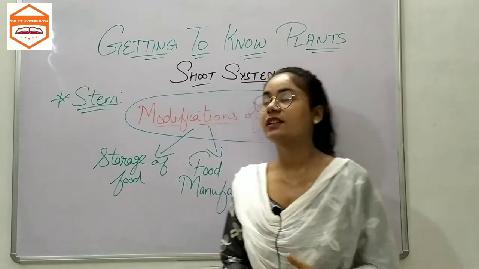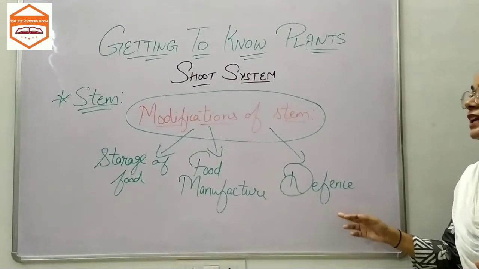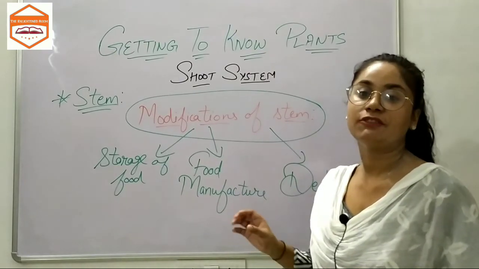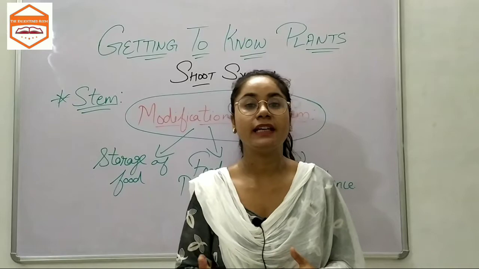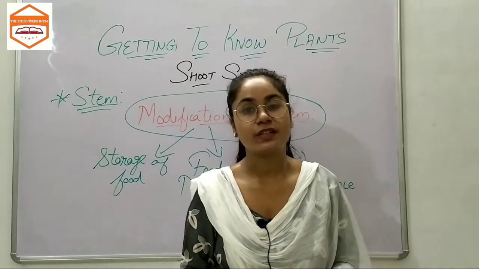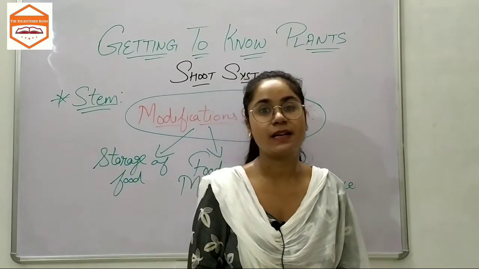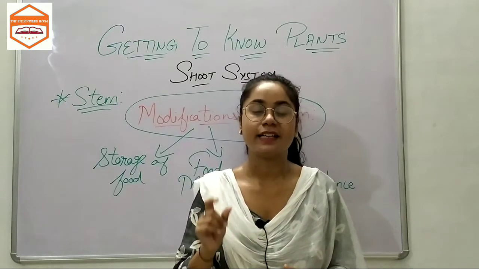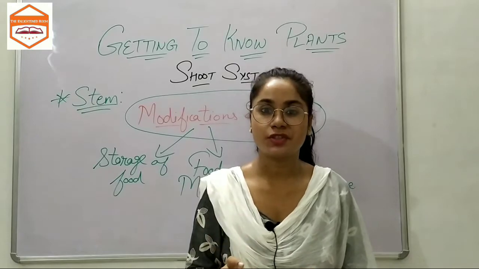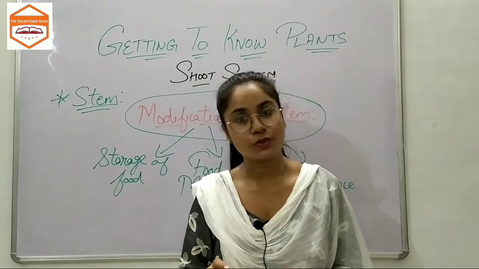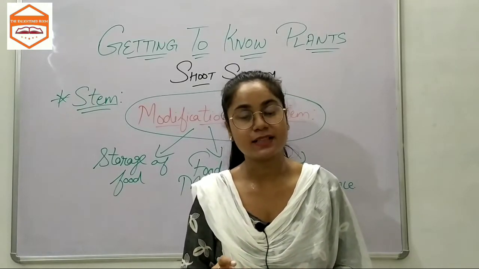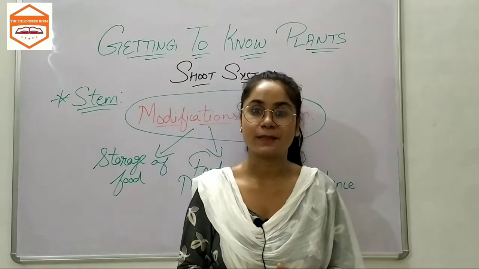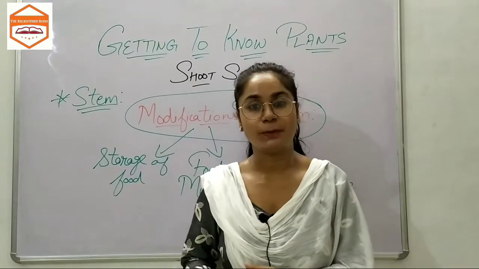Okay. And now the third point is defense. Some stems also defend themselves from being eaten by animals. For example, the citrus plants. The citrus plants have stems which have some spines on them, hard pointy structures, or thorns, on the stem of those citrus plants, and it protects those citrus plants from being eaten by the animals. So this is all about the stem of the plant.